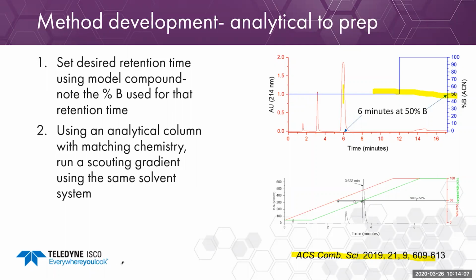I then use an analytical column with matching chemistry with the same solvent system that I used over here. I can then run a scouting gradient on my analytical system, and wherever the peak comes out, I assign to that same solvent composition that I used up over here. The difference between the 2 gradients is an apparent gradient delay.